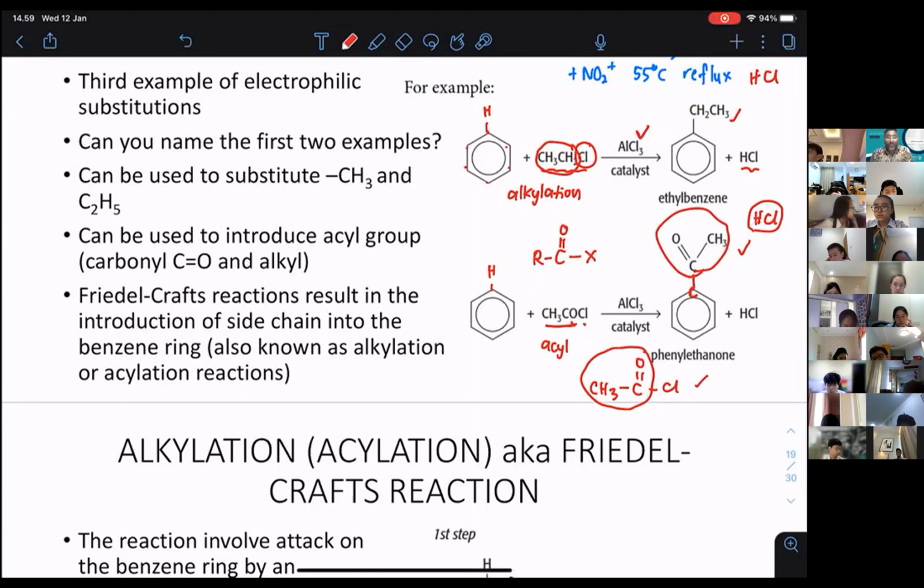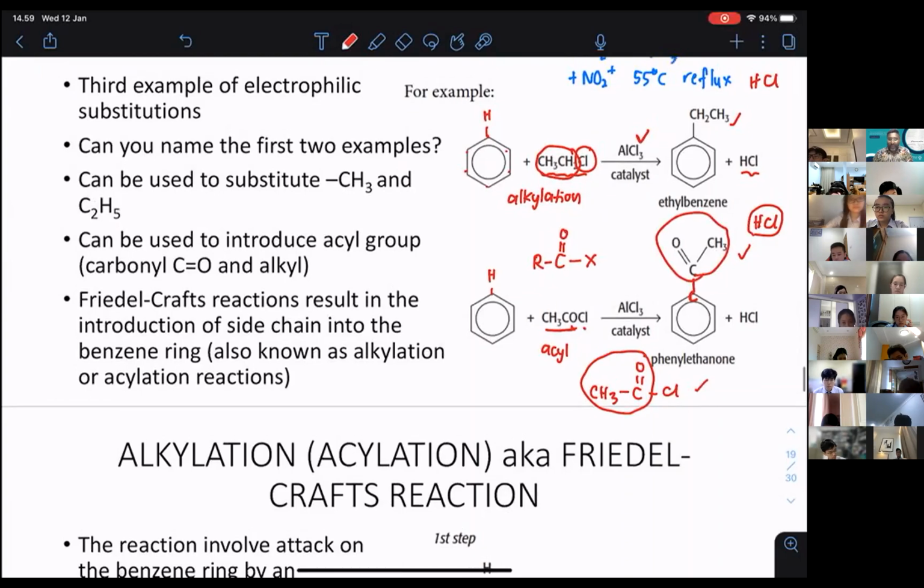So this is the Friedel-Crafts reaction. They say that it results in the introduction of a side chain to the benzene ring. They are trying to put the side chain there.